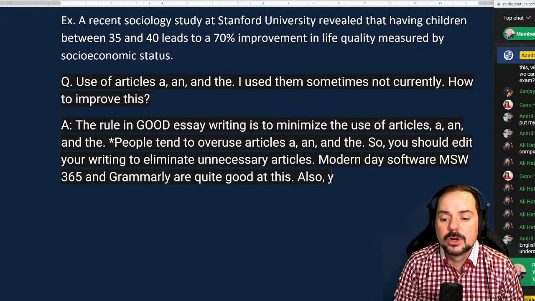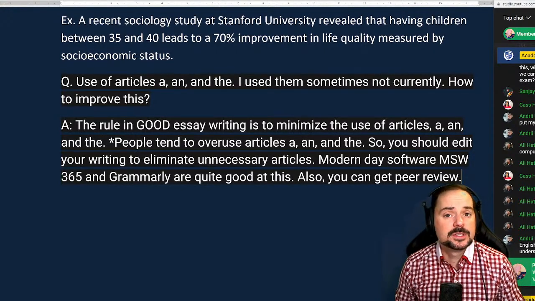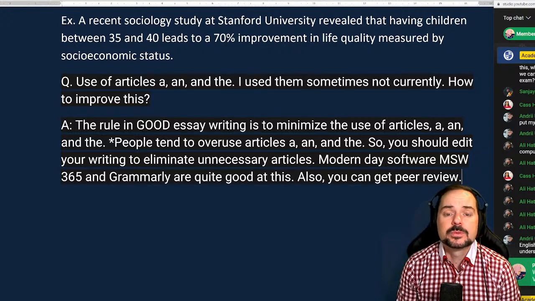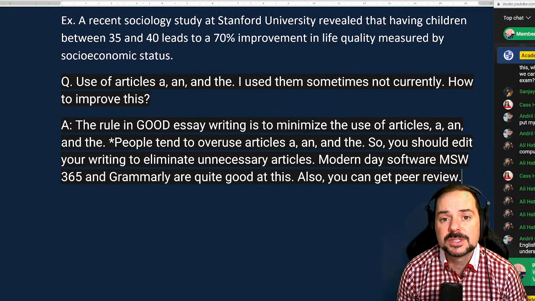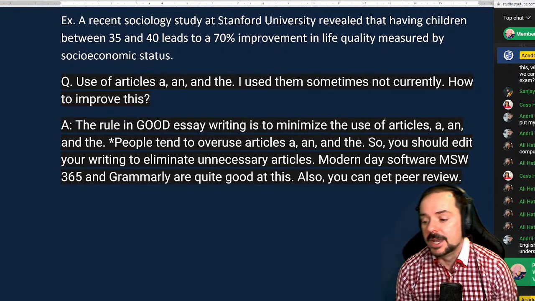Also you can get peer review. Give it to someone else and say, hey, could you just read this real quick and check to see if I'm missing any articles, misusing any articles, or if I'm using articles unnecessarily.